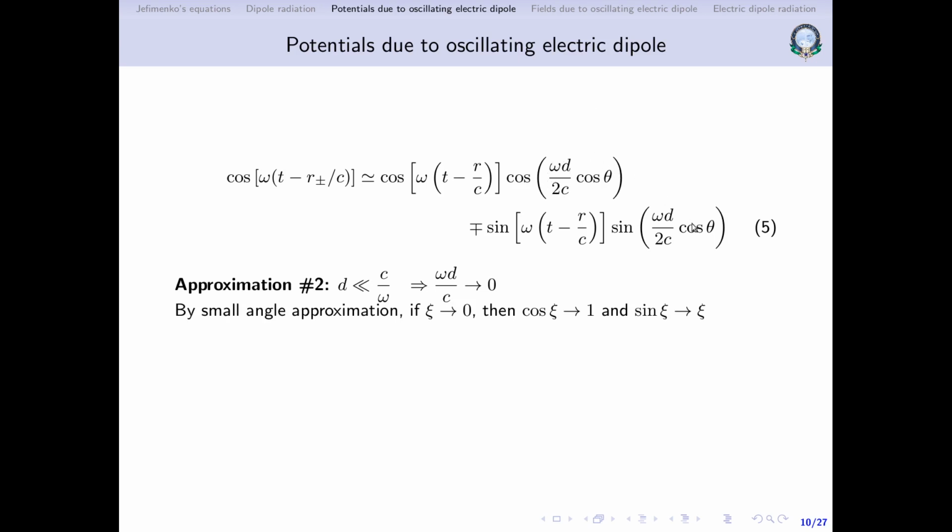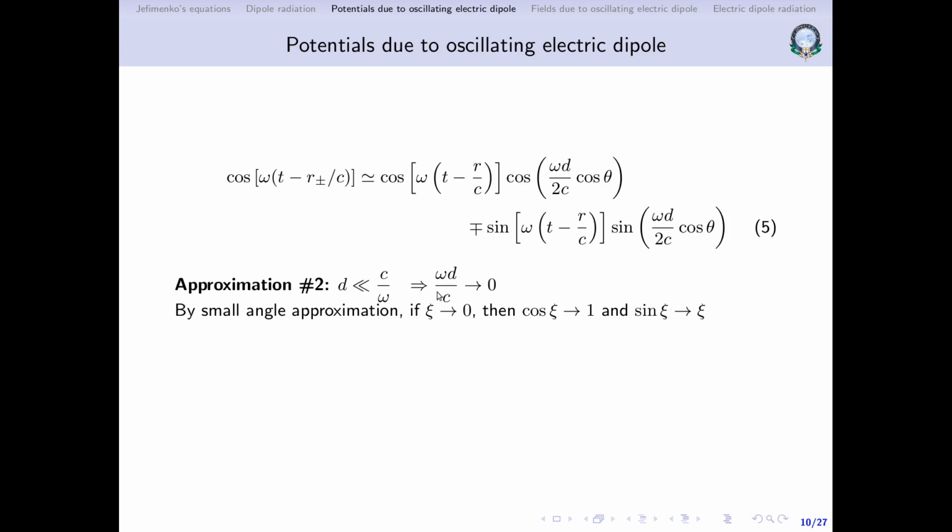So when this tends towards 0, you can see that omega d by c appears in the phase of this cos term and this sine term. That means we are talking about an extremely small angle here, so we can just apply the small angle approximation. As per the small angle approximation, if some angle psi is extremely small, that is, it tends towards 0, then the cos of that angle will tend towards 1 and the sine of that angle will tend towards the angle itself.